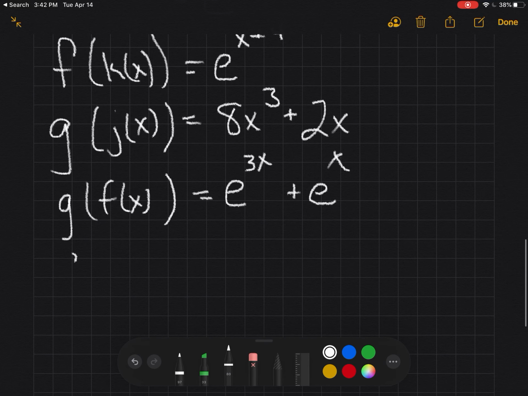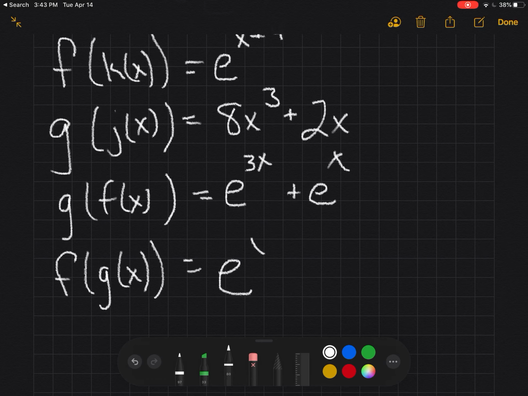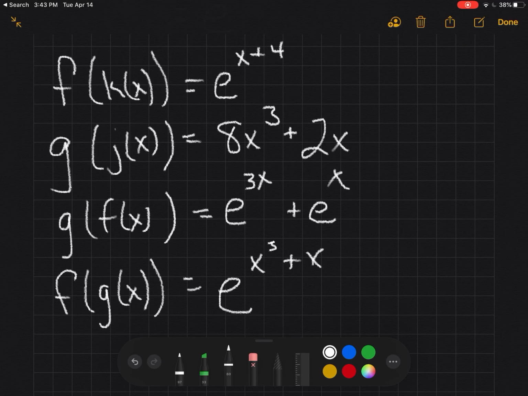I had g of f of x, which was equal to e to the 3x plus e to the x. And I had f of g of x, which was e to the x cubed plus x. So there's one thing I really want to point out here at this level. It matters what order I go in.